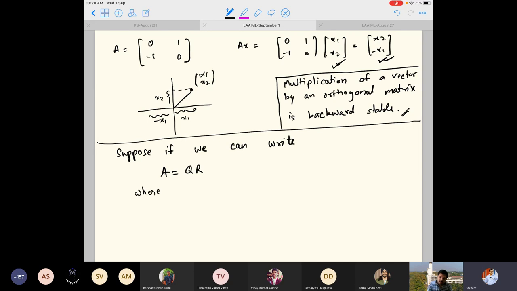For a matrix A in R n by n, you are able to write Q in R n by n orthogonal and R n by n an upper triangular matrix. Okay.